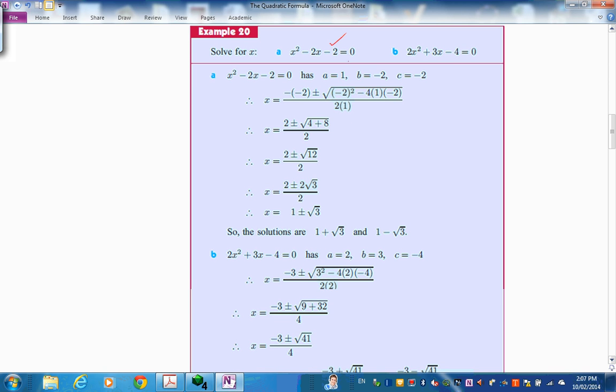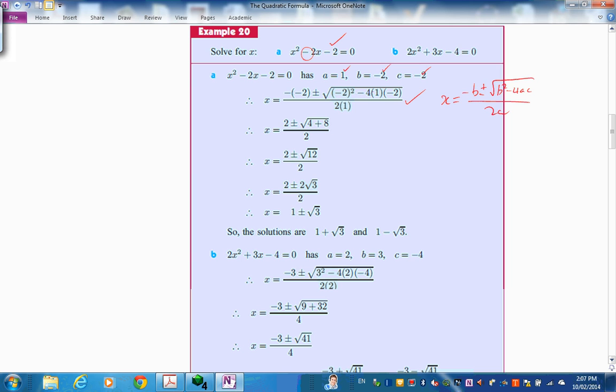Okay, here's the first one. So let's write it down. The number A is in front of x squared. B is -2, don't forget the negative, and C is -2. So putting it in the formula, I like students to write the formula first so that they can show they've carefully substituted into it.